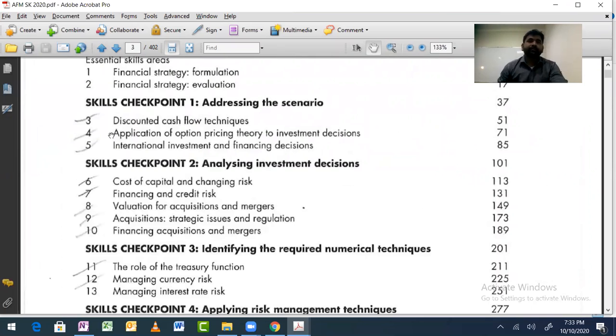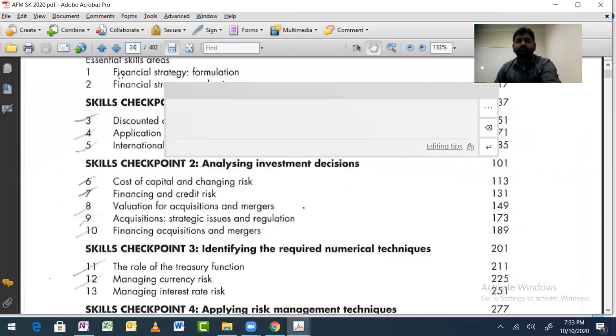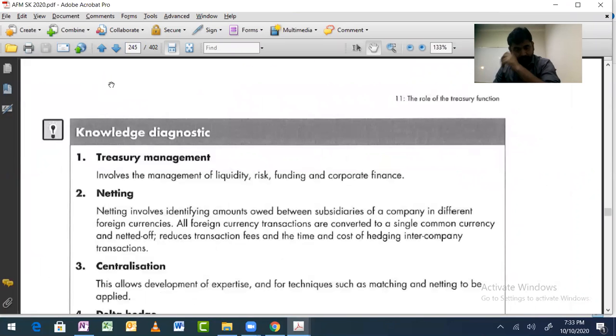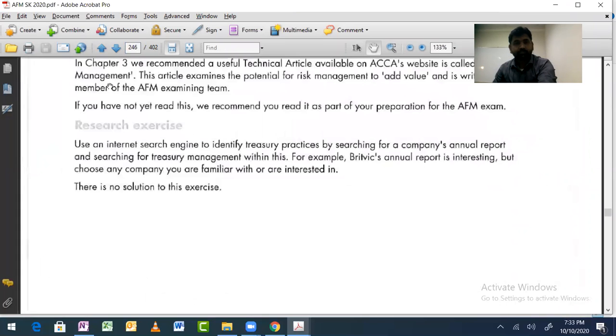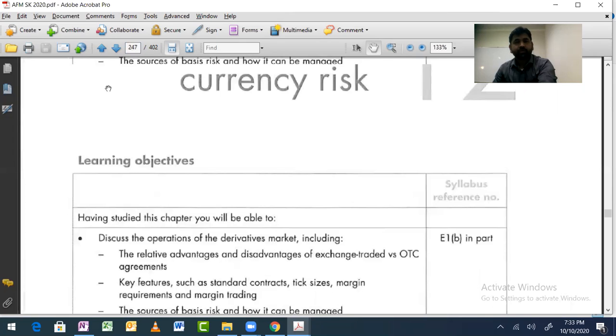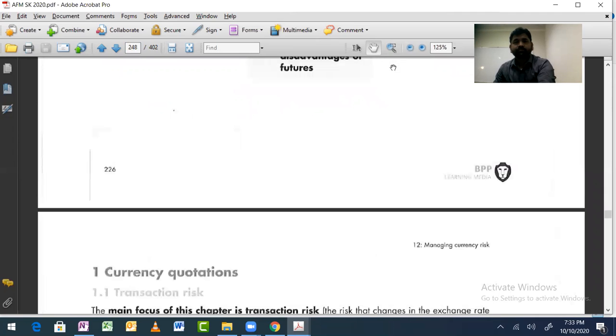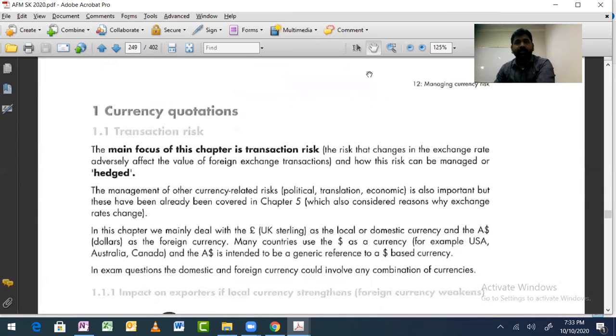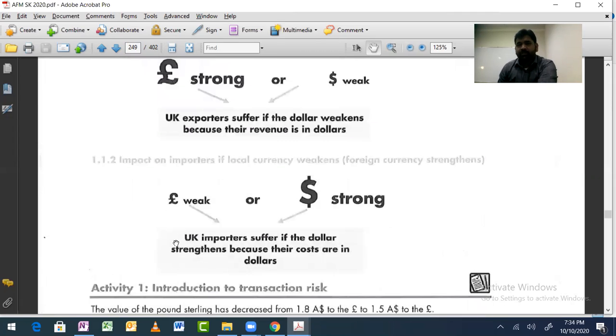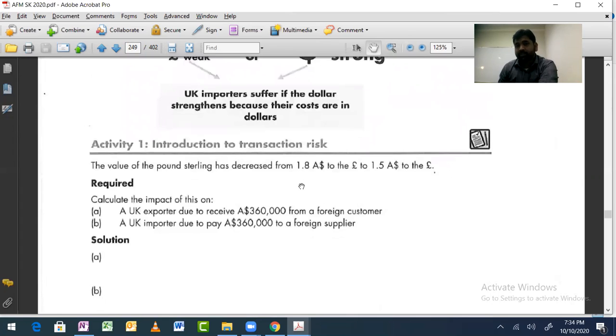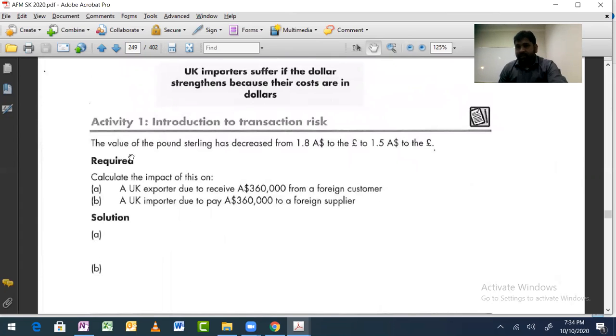Currency rate 220. Okay. Now see here, currency quotation. Let's follow the book also till this point. What we have discussed, I'll just show you where it is. See, currency quotation, transaction risk. We have discussed what it is. All right. Then the introduction to transaction risk. So this is the same conversion question.